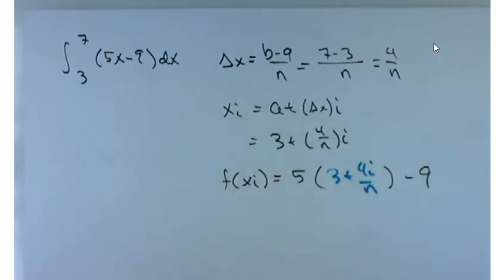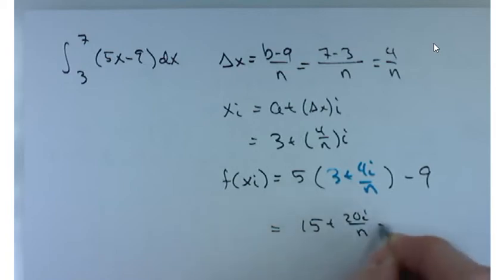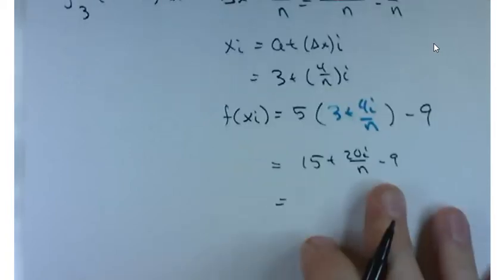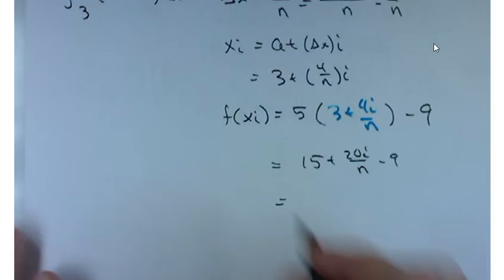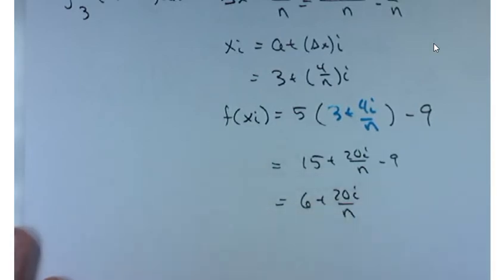And let's see, if I distribute and clean that up a little bit, that's going to be 15 plus 20i over n minus 9. So overall, 6 plus 20i over n.